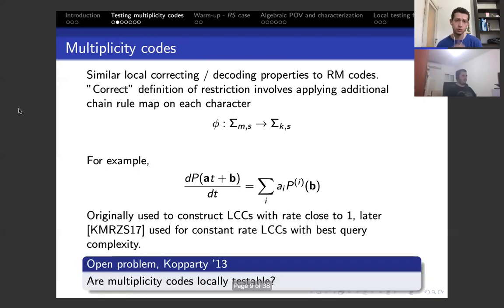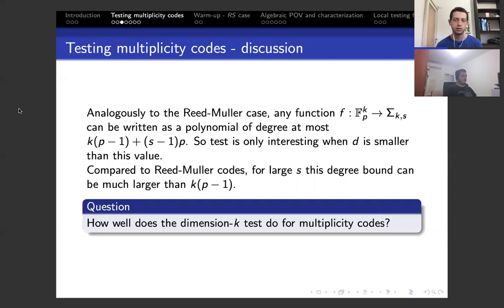And they were originally used to construct locally correctable codes with rate close to 1, and later used to construct locally correctable codes in the constant rate regime with small query complexity. A natural question brought up by Kopparty in 2013 is, are multiplicity codes also locally testable? And do the algorithms for Reed-Muller codes work for multiplicity codes? So let's discuss this a little bit.